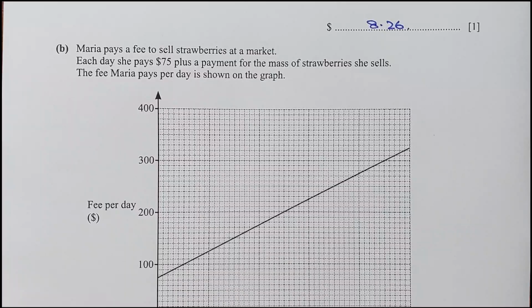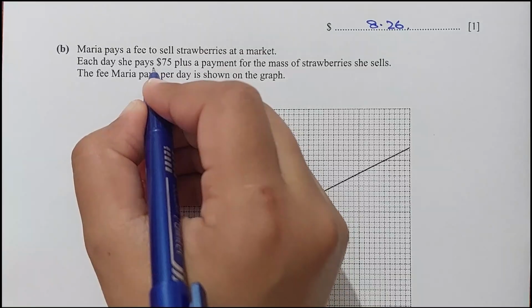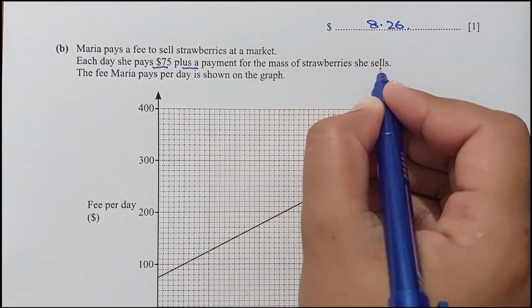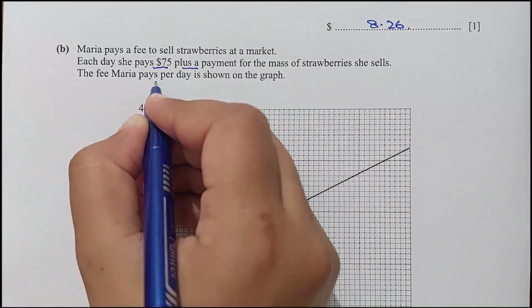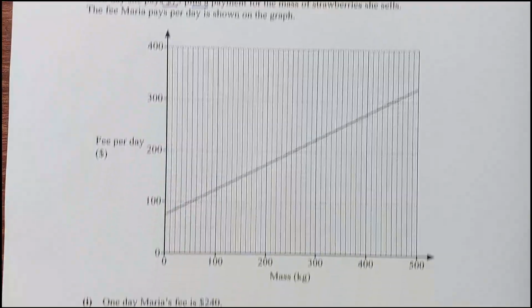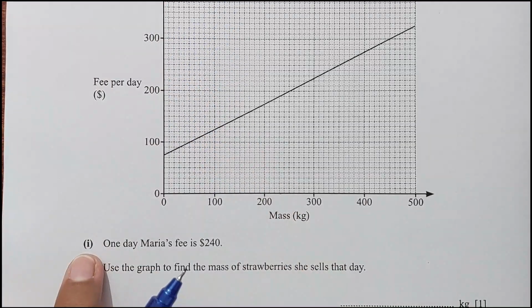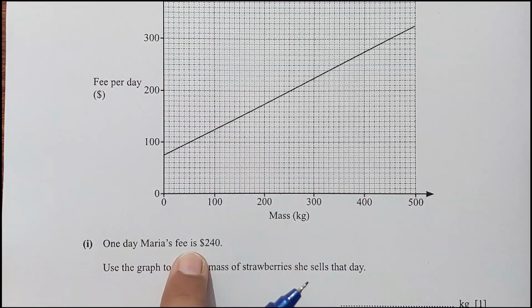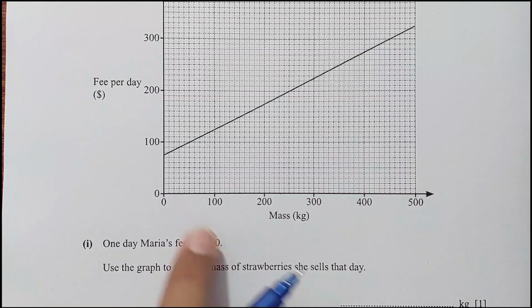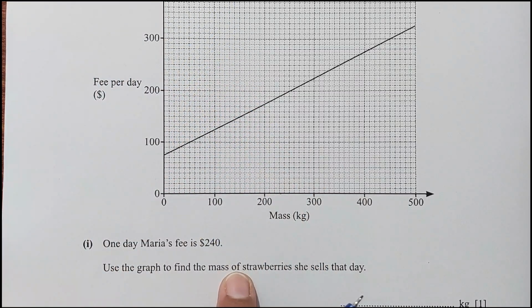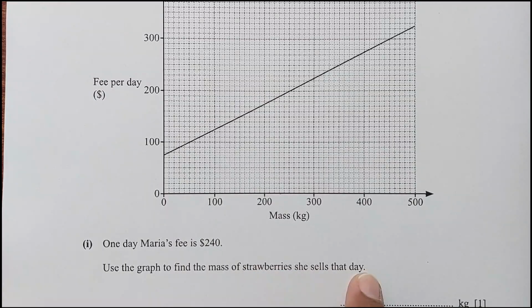Now for part B, Maria pays a fee to sell strawberries at a market. Each day she pays $75 plus a payment for the mass of the strawberries she sells. The fee Maria pays per day is shown on the graph, with the mass in kilograms and the fee per day. Number one, on one day Maria's fee is $240. Use the graph to find the mass of the strawberries she sells that day.